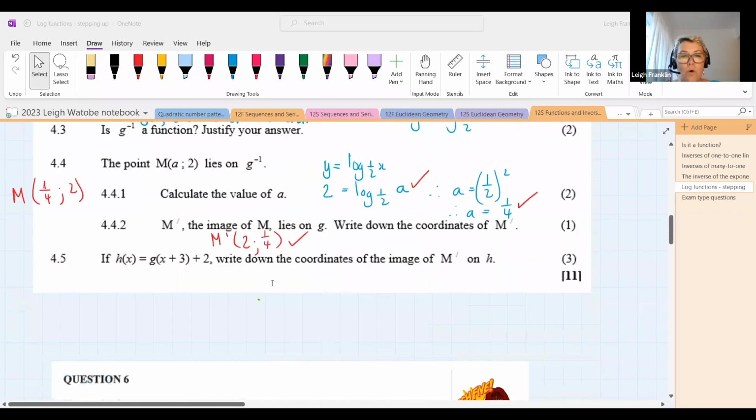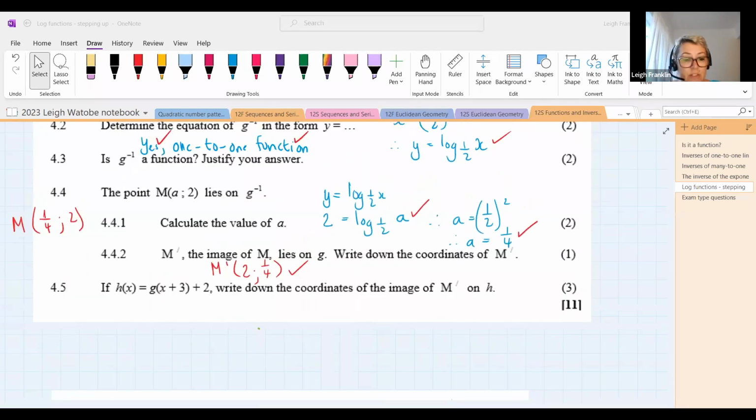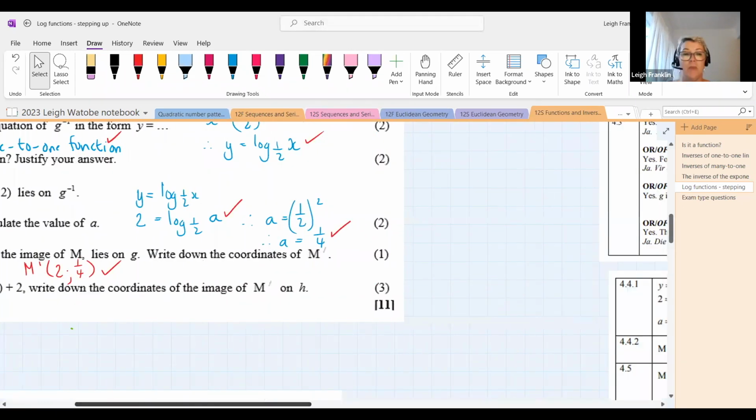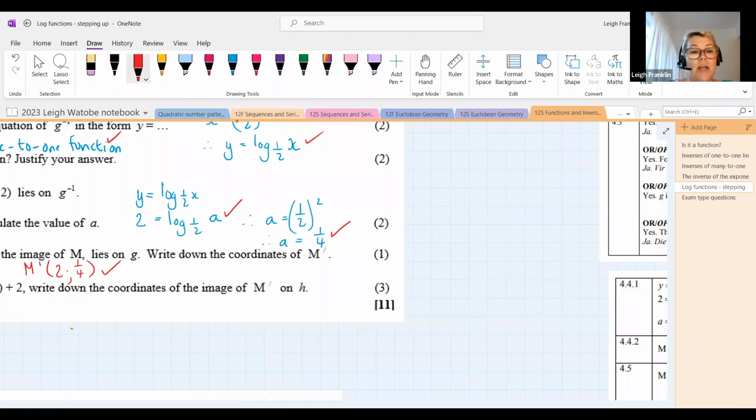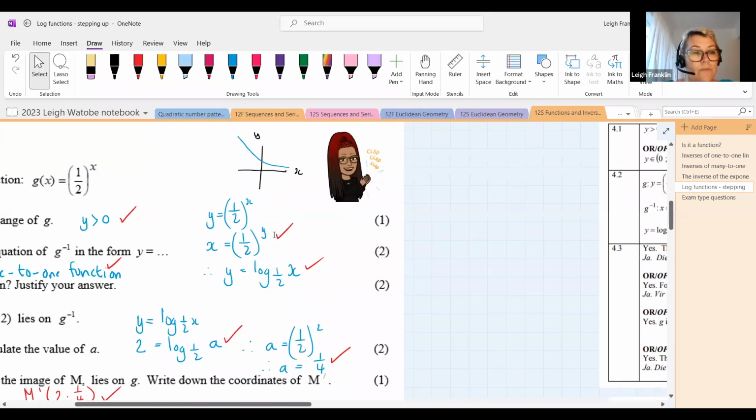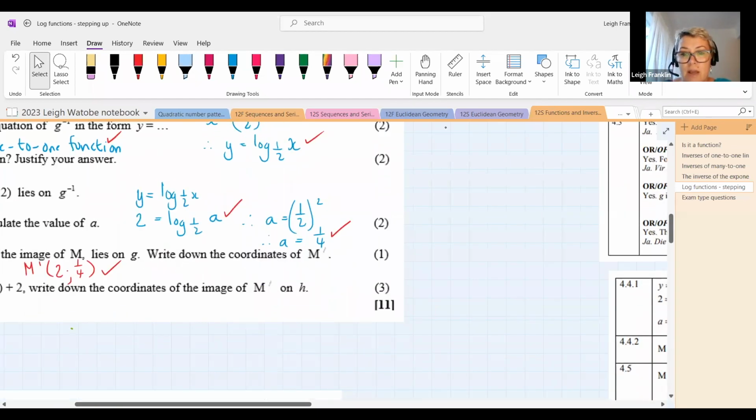What they're basically saying to you, and this is what you have to imagine without being able to see the graph, is that you have a log function and you've got your original function. Your original function is the graph y equals, or g of x equals, (1/2)^x.